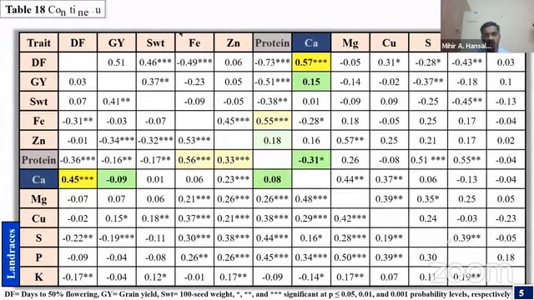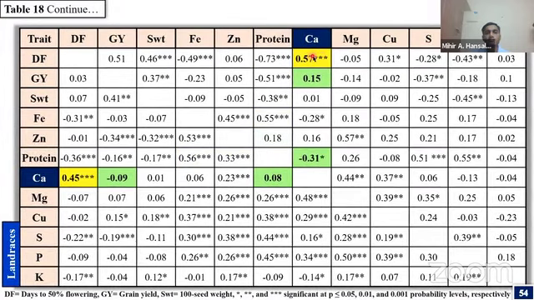If we see the calcium, then it is positively and significantly correlated with days to 50% flowering in both breeding lines and landraces, and calcium with grain yield is non-significant in both landraces and breeding lines, and calcium with protein is negatively and significantly correlated in breeding lines, but in landraces it has a non-significant association with protein.